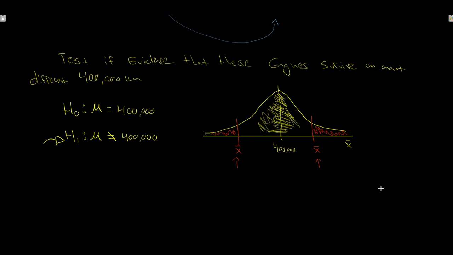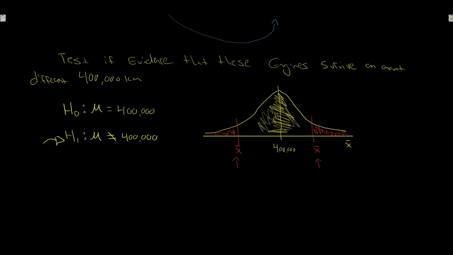Truthfully, for many, this will be the hardest part of your hypothesis test: the reading comprehension and critical thinking to be able to go through the question and decipher what we are testing. What is going on? Do we have evidence? Are we looking for evidence that we have something bigger than the stated mean? Are we looking for evidence of something smaller than the stated mean? Or are we just looking for something different altogether? So that's really what you're going to be getting at.